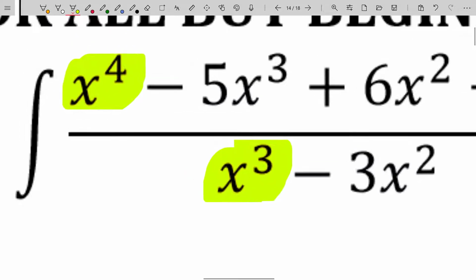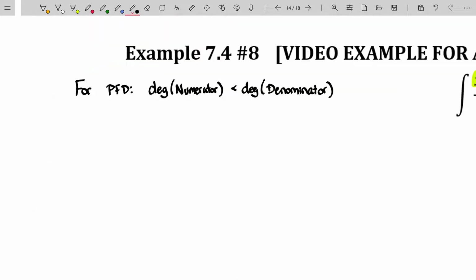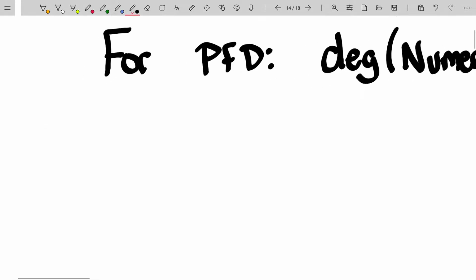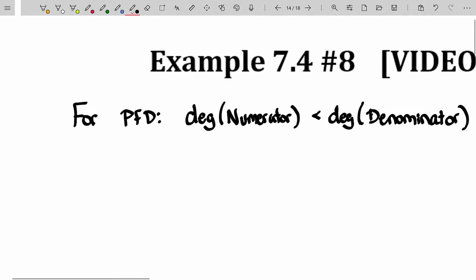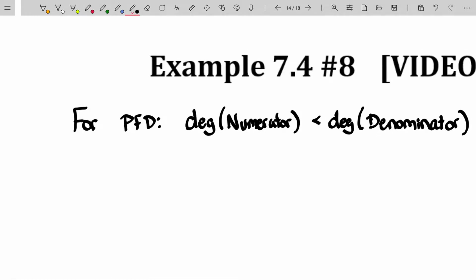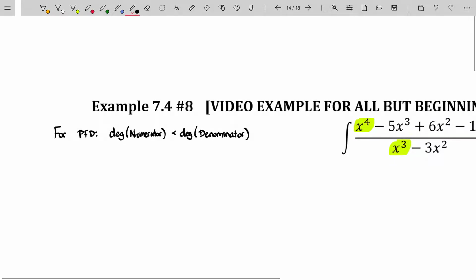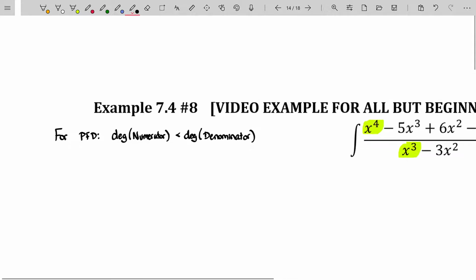But the thing that's stopping me from doing partial fraction decomposition is that the powers here are not correct. For partial fraction decomposition to work, we need the degree of the numerator to be strictly less than the degree of the denominator. It cannot even be equal to. You have to do some type of either synthetic division or long division. In this case, I'm just going to perform long division.